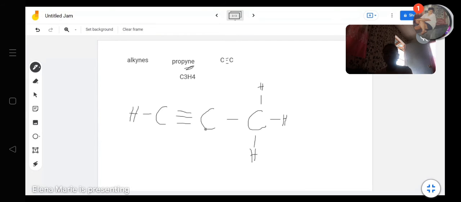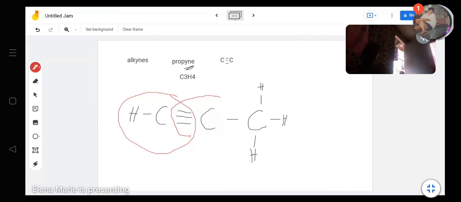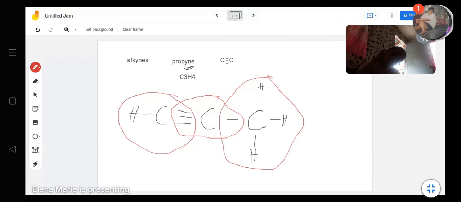Okay, so that completes. For this carbon, you now have 1, 2, 3, 4 bonds around this carbon. For this carbon, you also have 4 bonds. And for this last third carbon, you also have 4 bonds: 1 bond with this carbon and 3 bonds with the 3 hydrogens. So you count how many hydrogens? You have 1, 2, 3, and 4. Okay, take note.